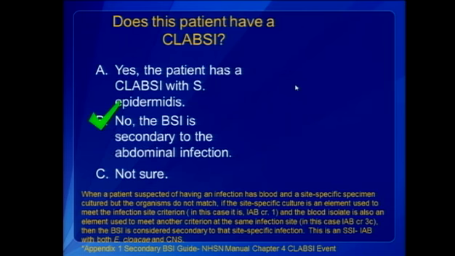So this is an SSI IAB with both E. cloacae and coag-negative staph. Now this might be one where your clinical decision may make you a little uncomfortable because coag-negative staph might not be the first organism that you think of when you think of an intra-abdominal infection, but we're going to stick with the consistency of the definition and identify it as such.